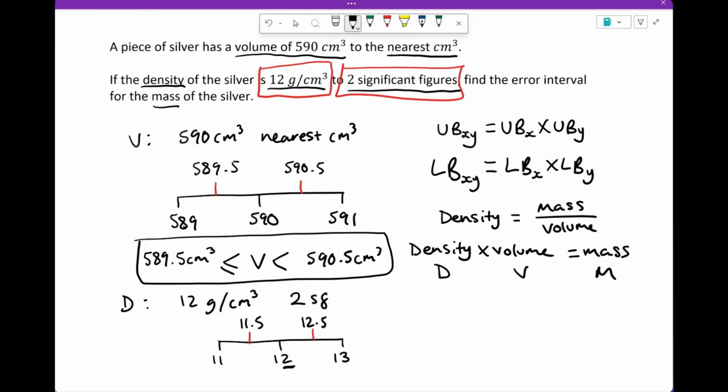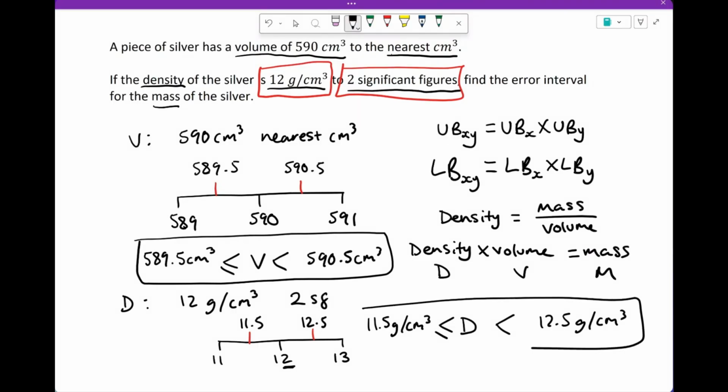So now we can write out my error interval. I put D in the middle, and then to the right would have the 12.5, and my units would be grams per centimeters cubed. And then to the left would have 11.5 grams per centimeters cubed. And my inequality symbols will be the same as that for V, same as or greater than pointing to the D there, and a smaller than pointing to the D there.